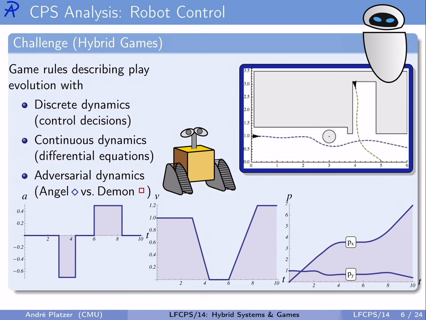So the games that have rules that you play where the evolution is a mix of discrete dynamics coming from control decisions, continuous dynamics coming from the differential equation, and adversarial dynamics coming from the phenomenon that you've got multiple players in the game that don't necessarily agree in their choices. For example, this robot simply might not know what the other robot is doing. And these hybrid game aspects with their adversarial dynamics come up in cyberphysical systems for many different reasons.